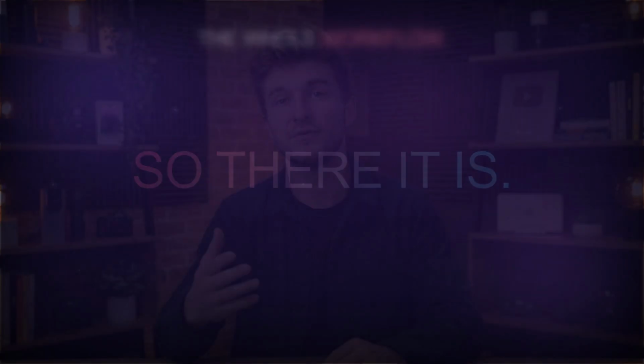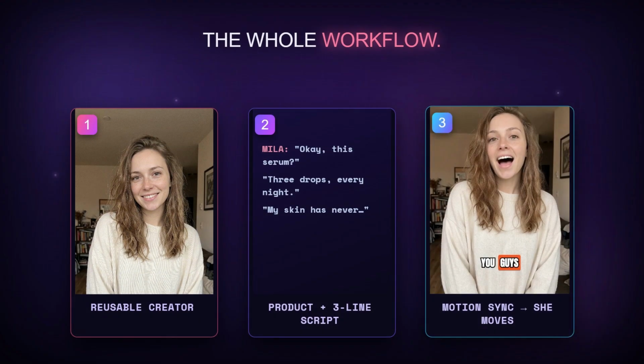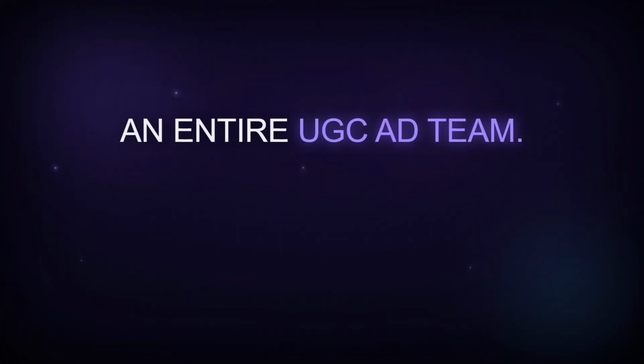So there it is, build a reusable creator, hand her a product and a 3-line script, and use motion sync to make her move. An entire UGC ad team on your PC.